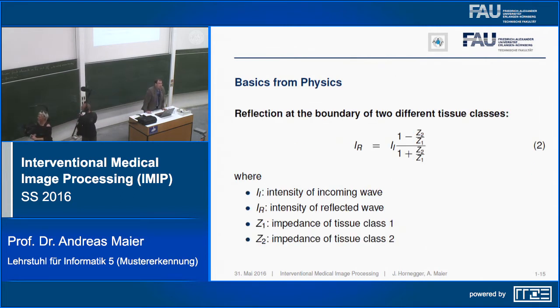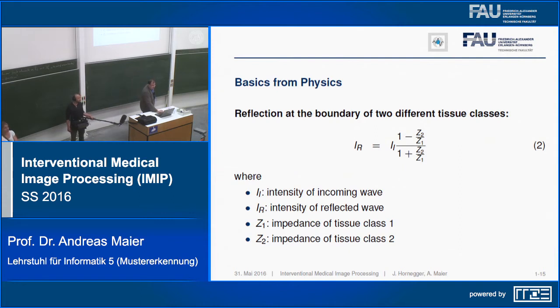Now, the interesting part is the reflectance. So now you're sending waves into the tissue, and you have some interface between two different tissues. And we have the incoming wave, that is the wave that we are sending into the tissue, and then we have the reflected wave. And of course, this wave also has an intensity. And now, by the acoustic impedance of the two materials, we can determine how much of the intensity is going to be reflected.